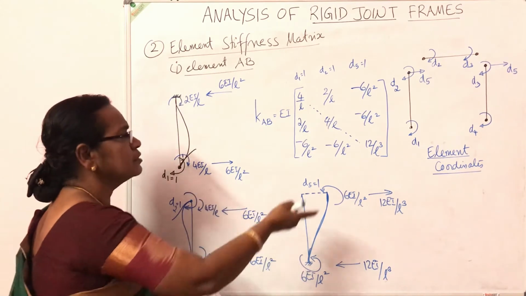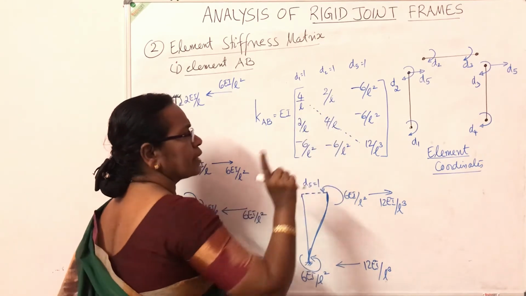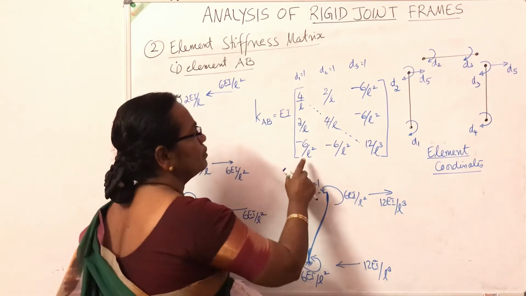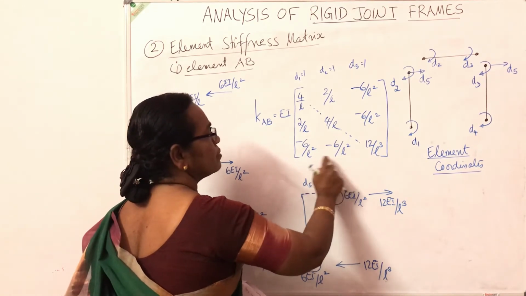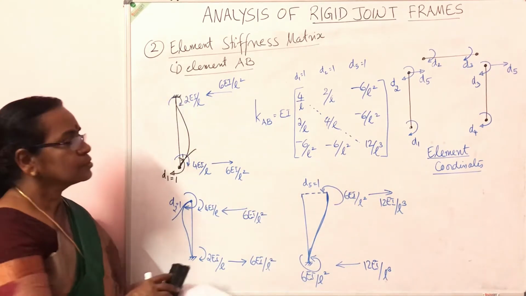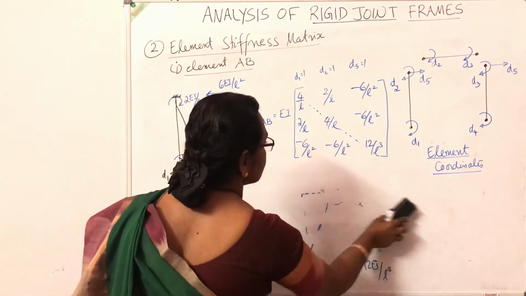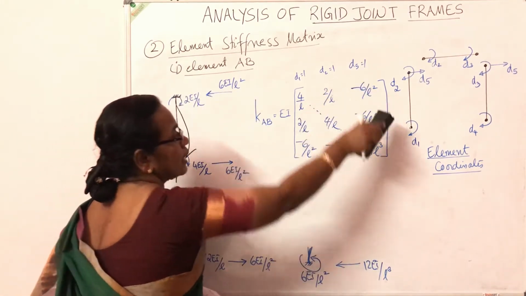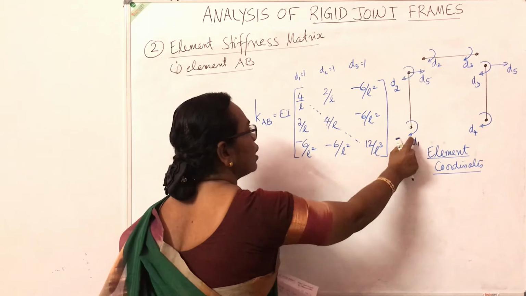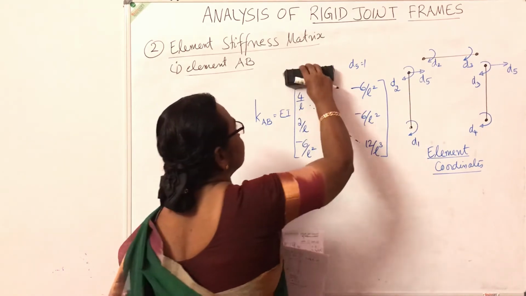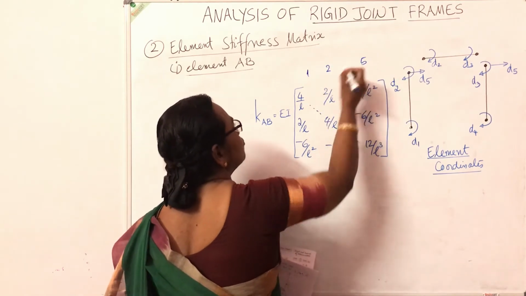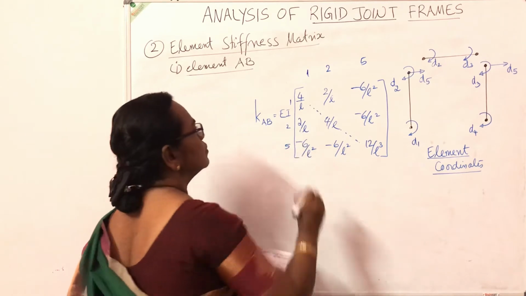Otherwise, the derivation is like this. 4 by L, 2 by L, 2 by L, 4 by L is known to you, 4EI by L and 2EI by L for a beam with rotation alone. Along with that, there will be elements 6 by L square, minus 6 by L square here, minus 6 by L square, and the diagonal element is 12 by L cube. So that is the stiffness matrix for the column AB. So we have to remember this. For the column element AB, coordinates 1, 2, 5, the stiffness matrix is 4 by L, 2 by L. So this is 1, 2, 5. Here also 1, 2, 5.